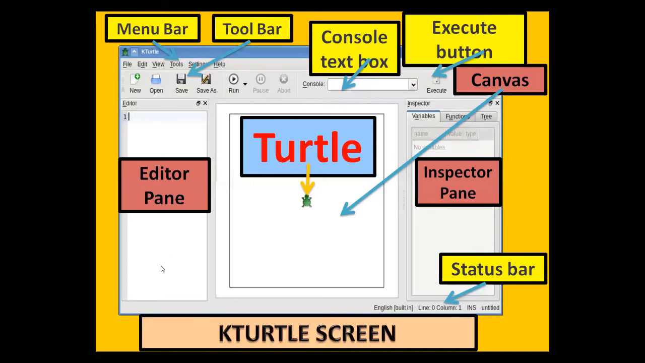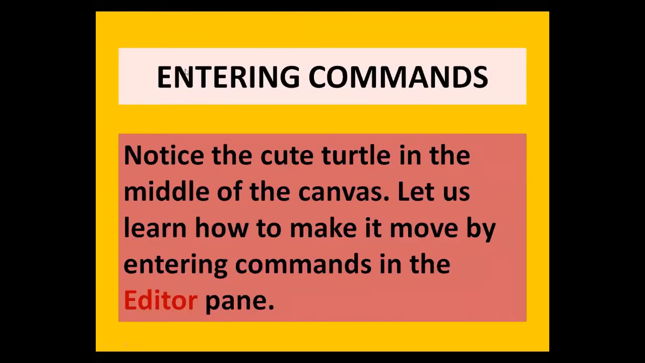So KTurtle is divided into three main parts: editor pane, canvas, and inspector pane. Entering commands. Notice the turtle in the middle of the canvas. So let's learn how to make it move by entering commands in the editor pane.